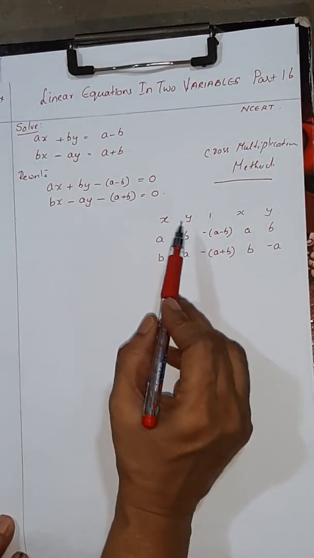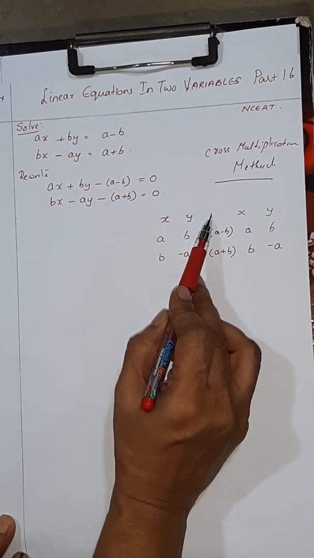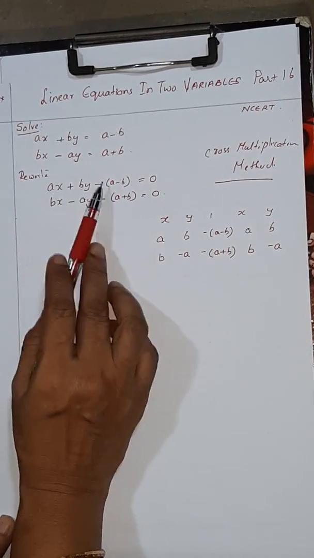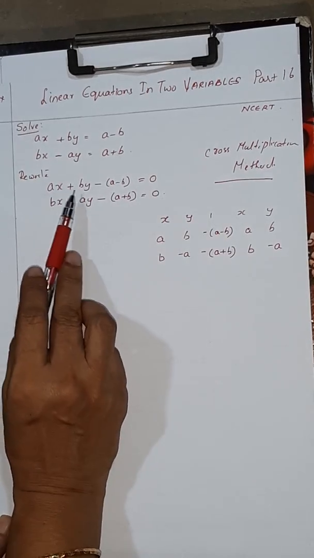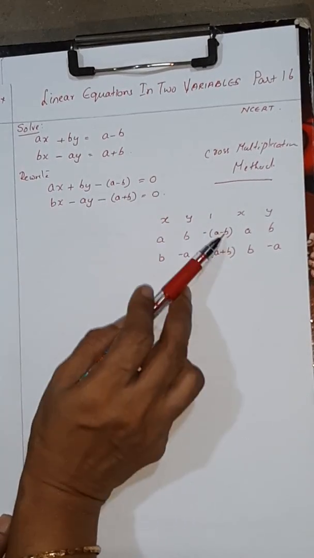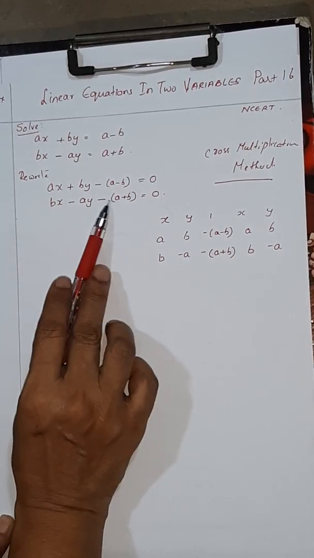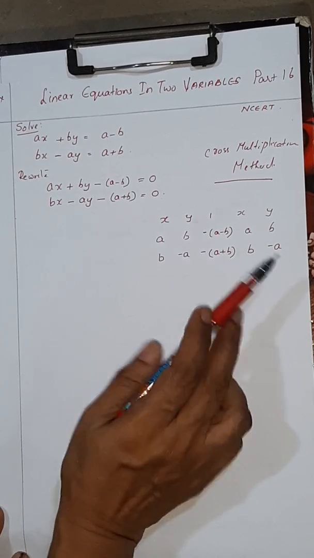So now you will write x, y instead of the constant. In the constant place you write 1, then x and y. Write the coefficients of x and y and the constant here. So a, b, minus of a minus b, then again a and b. Similarly b, minus a, minus of a plus b, then again b and minus a.